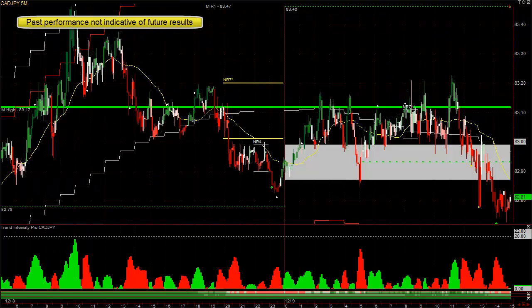Last but not least, the CAD yen, and this is exactly like the New Zealand yen. We have the previous month's high above us, this fib level here, and it's very likely to chop around between these two major areas of buying and selling. And there's no extreme levels of strength or weakness.